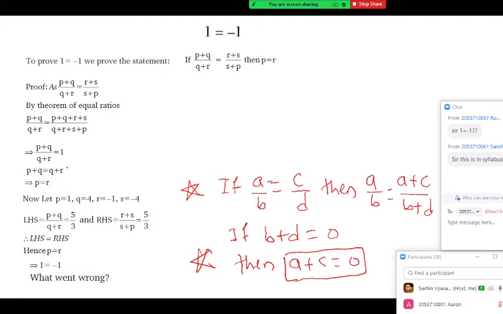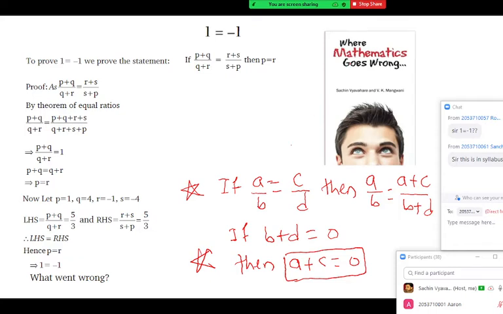Okay, this is not part of the syllabus, but the statement we require, the theorem of equal ratios that you learnt in your school days, we require that. Actually, this fallacy I took from one of my books. I have already written one book here, and the name of the book is Where Mathematics Goes Wrong.